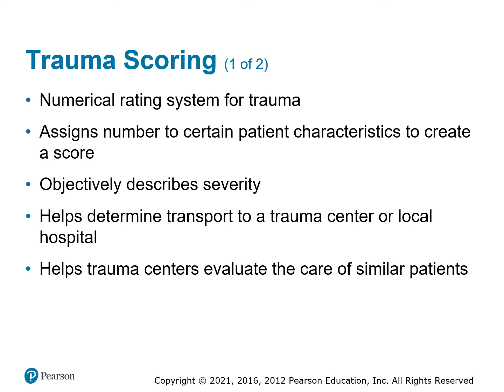So it's a numerical rating system. 12 is going to be the perfect score. It's going to assign a number based on certain patient characteristics, and it's going to objectively describe the severity of what's going on. So the lower the number, the more severe it's going to be. It's going to help you determine whether to transport to a trauma center or just a regular local hospital. And then it helps trauma centers evaluate the care of similar patients, and it's going to kind of give them an idea of what you're bringing into them.